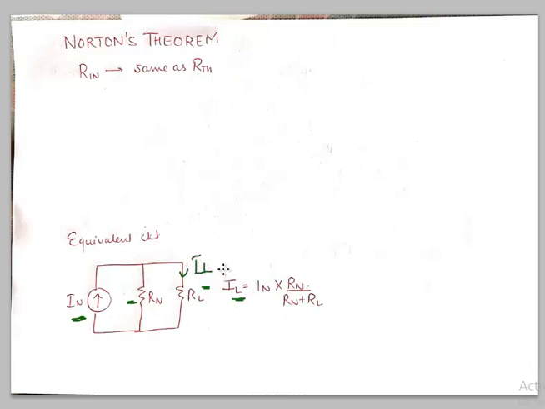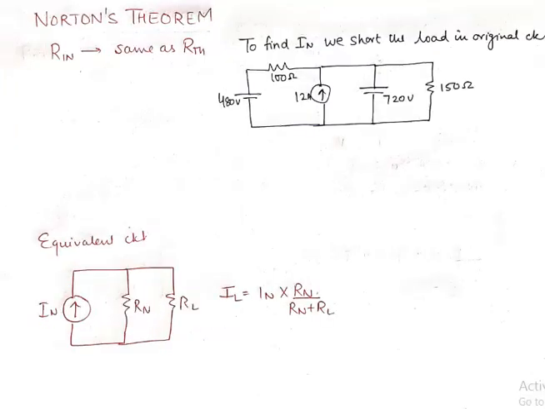If this be the load current, this will be the total current entering the node, IN, into opposite branches resistance, RN upon RN plus RL. So main task is to find out RN and IN. So how do we find RN? The method is the same from the main circuit as we calculated RTH. So calculation of RTH and RN is the same, and calculation of IN is different. We, instead of open circuiting the load, we short circuit the load in this case.